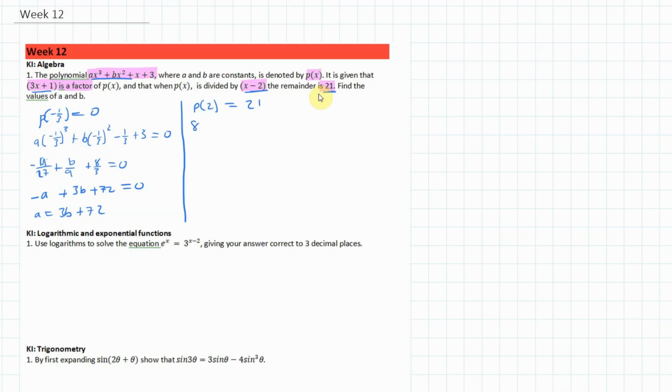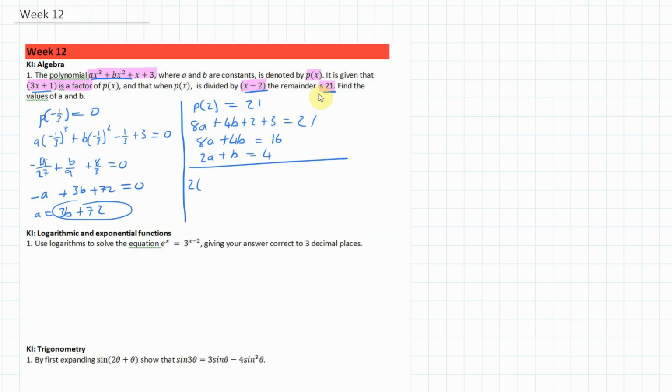So all I need to do now is insert x is 2 into this. So I get 8a, because 2 cubed is 8, plus 4b, because 2 squared is 4, plus 2 plus 3 equals 21. And so we get 8a plus 4b equals 16. And divide everything by 4, so we get 2a plus b equals 4.